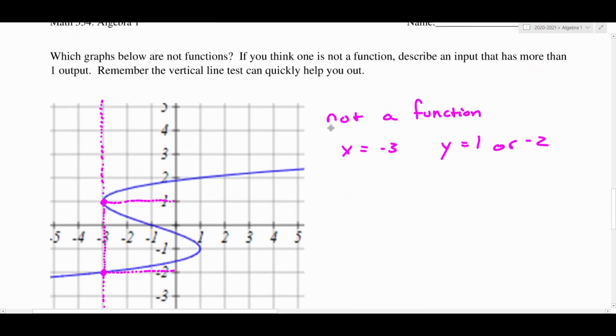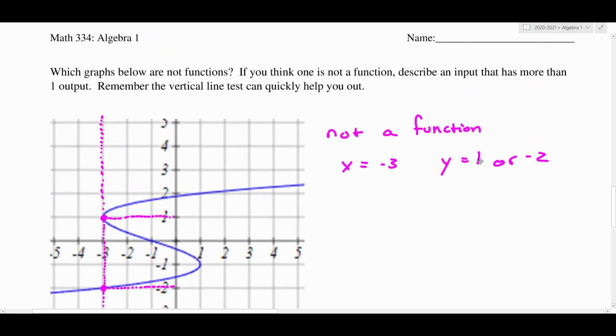If you think it's not a function, you should find the input like I did up here and tell me what the outputs are, just to show that there's more than one.